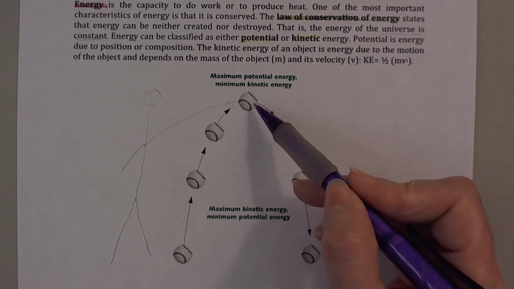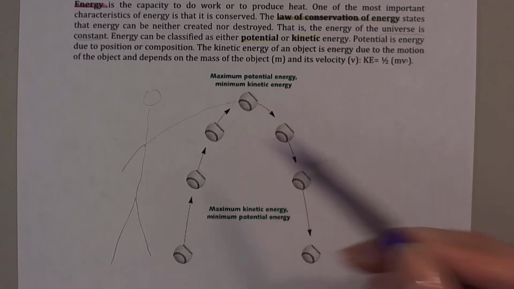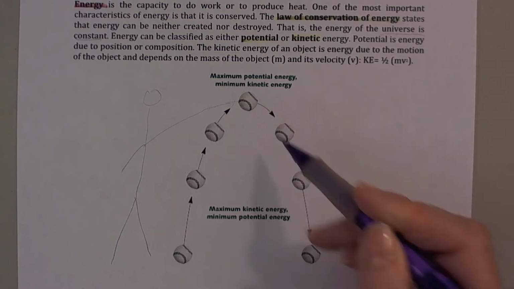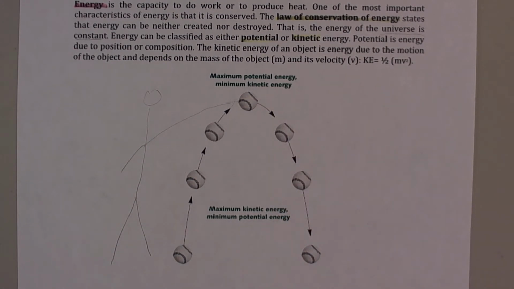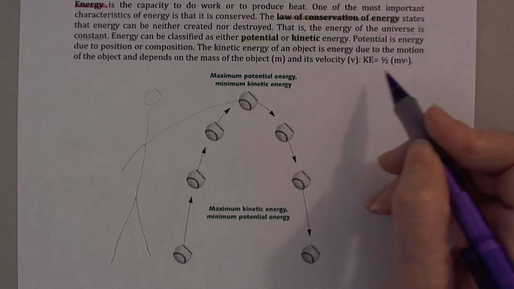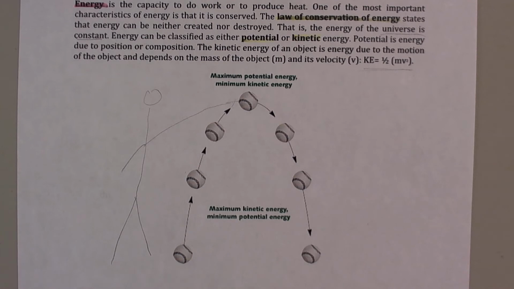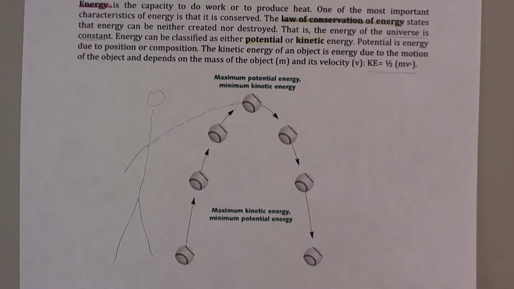Now, the kinetic energy of an object, that's due to its motion. So if I actually threw the ball or let it fall, as it's falling, it has motion. It has energy due to that motion. And that's described by the equation: kinetic energy is 1/2 mv squared.